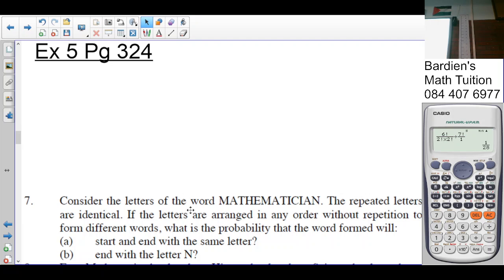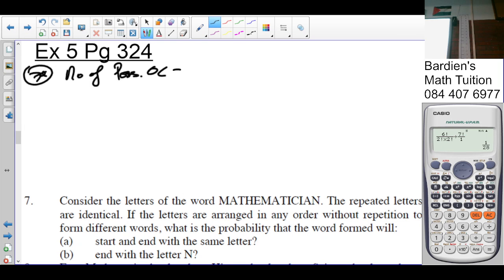So if you're looking at the number of possible outcomes, how many letters are here? 13. So 1, 2, 3, 4, 5, 6, 7, 8, 9, 10, 11, 12, 13 letters.